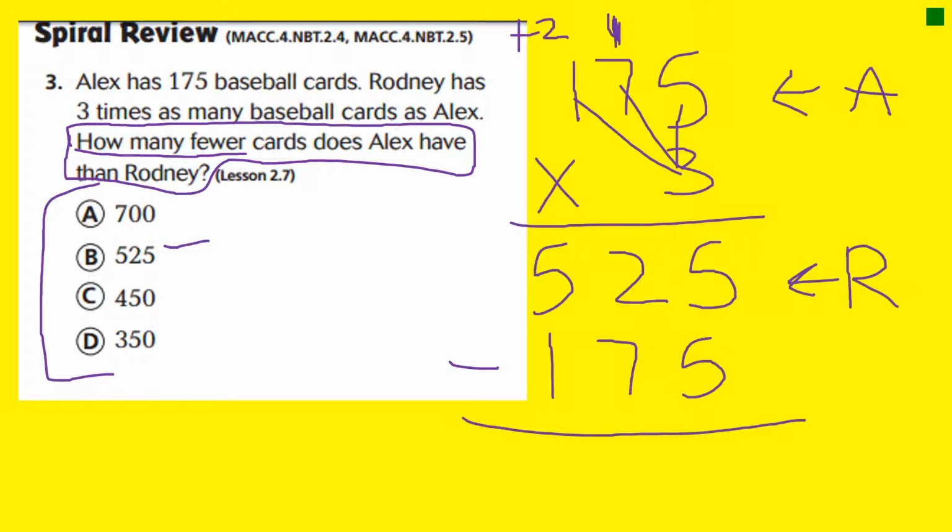175. 5 minus 5 is 0. 2 minus 7, sorry, must regroup. 12 minus 7, so we have 7 in our head. 7, 8, 9, 10, 11, 12. That's 5 fingers up. 4 minus 1 is 3. Okay, so Alex has 350 fewer cards than Rodney.